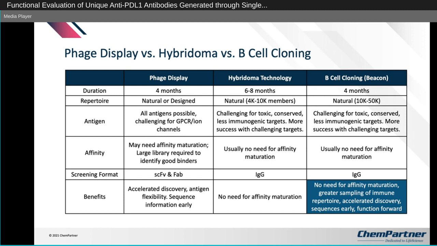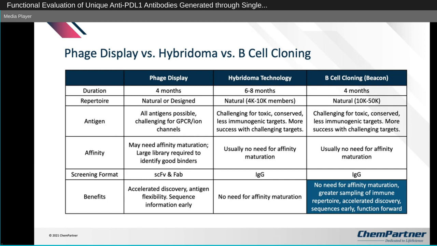The other two technologies, hybridoma and B cell cloning, tend to leverage the animal immunization. And the benefits of that are to have in vivo affinity maturation. So there is really no need for affinity maturation similar to what you might encounter in phage display. But with hybridoma in particular, the duration can be a bit longer, and the number of clones you can evaluate could be much lower than B cell cloning method. Because of animal immunization, both methods could have challenges if it's a toxic or highly conserved target. Generally, there has been more success with challenging targets though. The advantage is that the screening format is IgG for both methods.